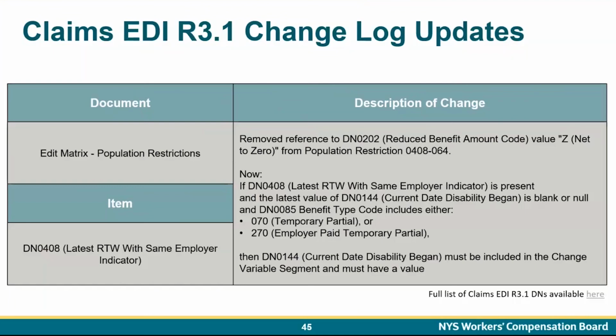In population restriction 0408-064B for latest return to work with the same employer, we again removed the reference to net to zero. This coincides with change log item 228. This was also done to support IRR 914. And again, this will be implemented later on, and we will announce it when that time comes.